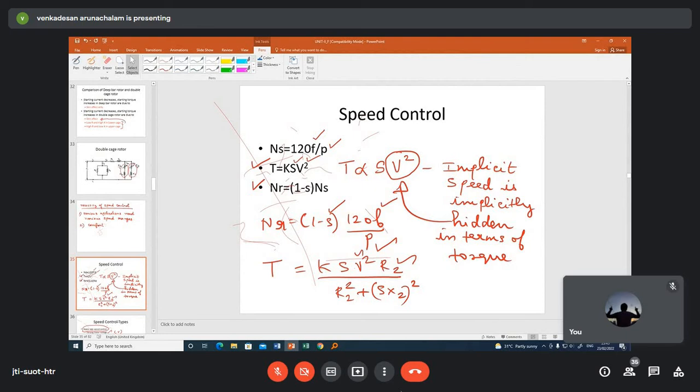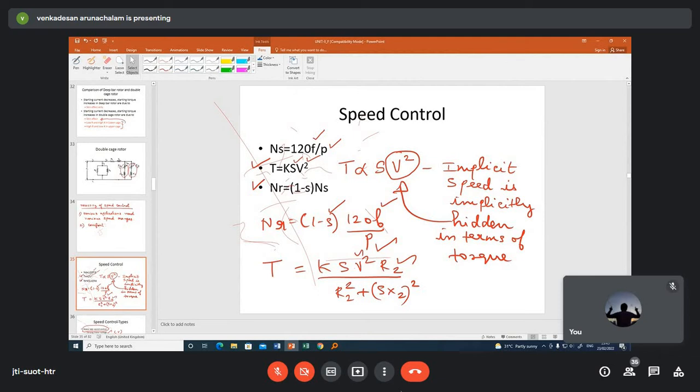Or if you want to merge equation 1 and 3, you can merge like this. NR is equal to 1 minus S into NS. NS is nothing but 120 F by P. And if you vary the frequency F, rotor speed can be varied. If you vary the number of poles, rotor speed can be varied. If you vary the slip, rotor speed can be varied.